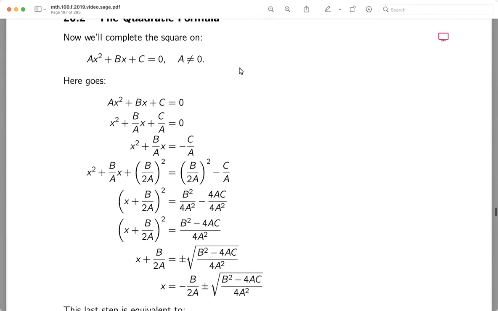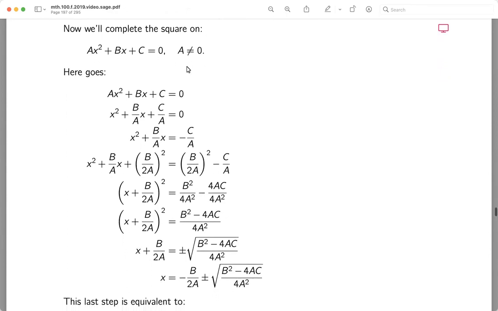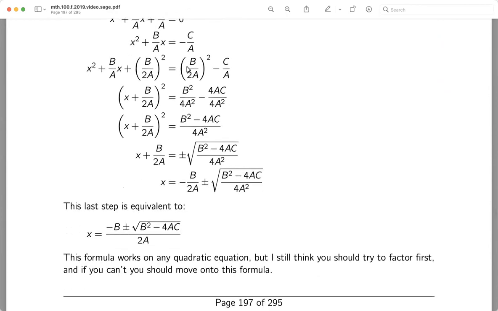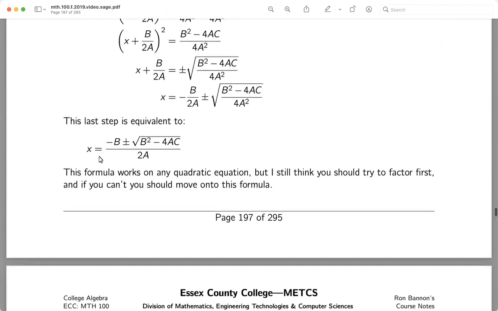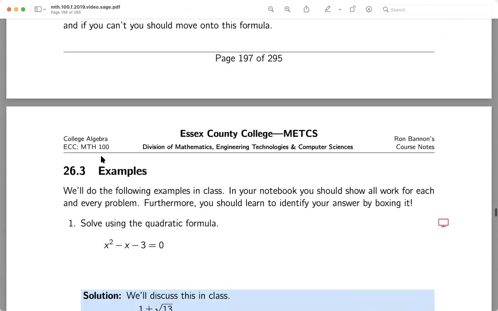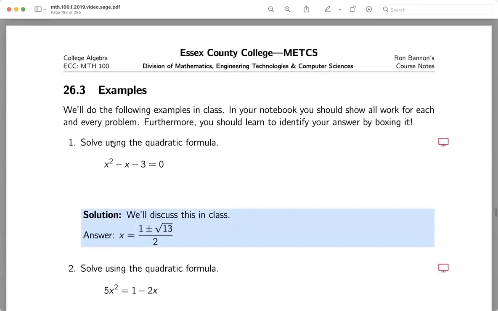So we're going to be given a standard quadratic equation. That's ax squared plus bx plus c equals 0, provided a is not equal to 0. And we'll go through this. Again, everything's written down for it, but I'll go through it and we'll derive the formula. Then what's our intent here? To be able to do problems using the quadratic formula.